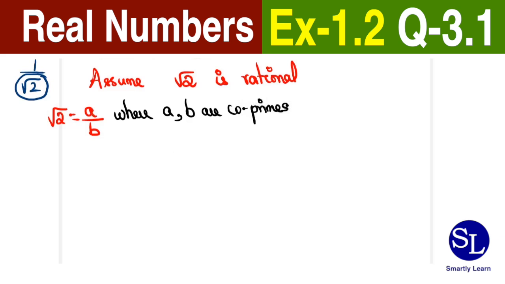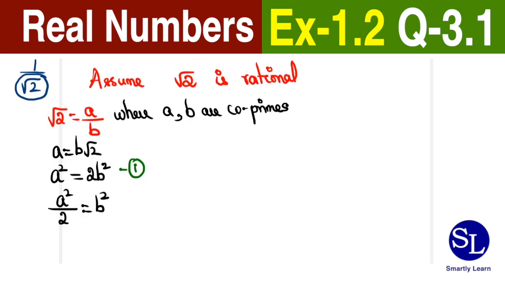Now we know that root 2 is equal to a by b. I can write a as b root 2. And if I square it, a squared is equal to 2b squared. I'm going to mark this as equation 1. Now, this means that a squared by 2 is equal to b squared, telling you that 2 is a factor of a. Now, all I need to prove is that 2 is also a factor of b.